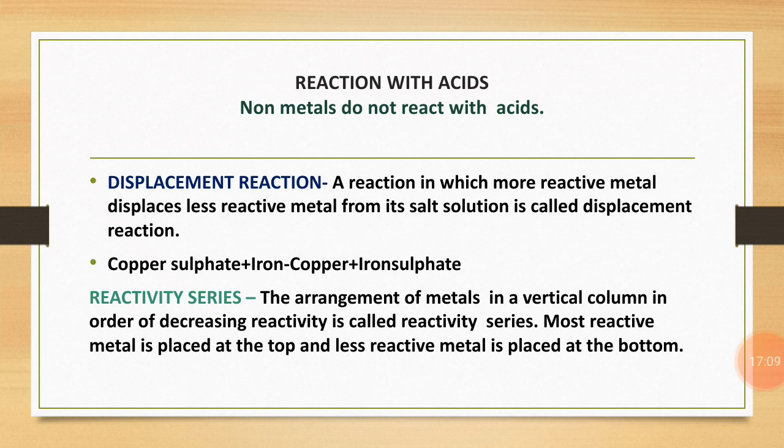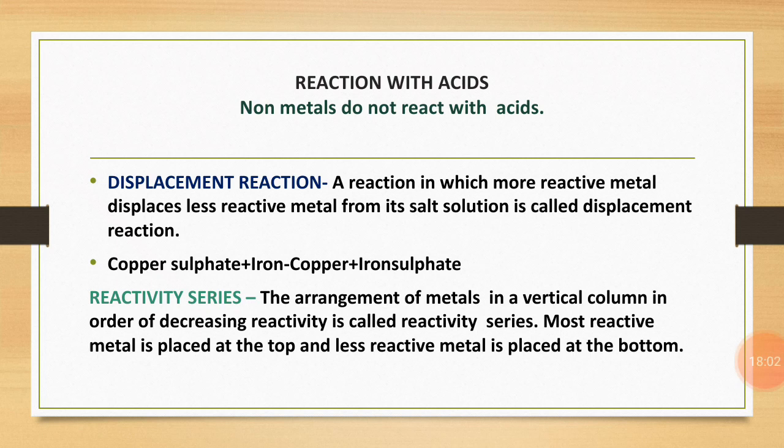There is another example also. The displacement of silver nitrate solution by copper metal is another example of displacement reaction. So what is a displacement reaction? The reaction in which the more reactive metal displaces the less reactive metal from its salt solution is known as a displacement reaction. As I told you, in one example we took copper sulfate solution and iron. Iron is more reactive than copper, so iron displaces copper from its solution. There is a formation of iron sulfate, and copper is displaced from its position.